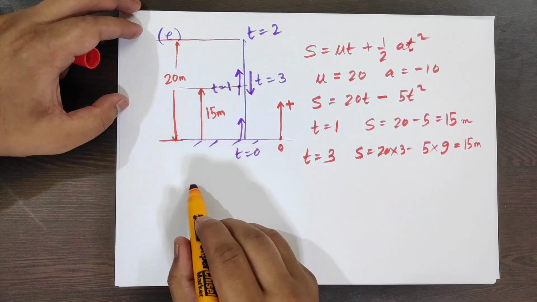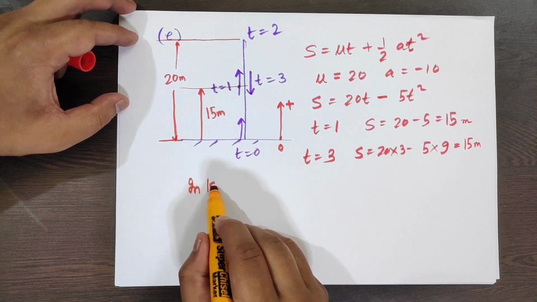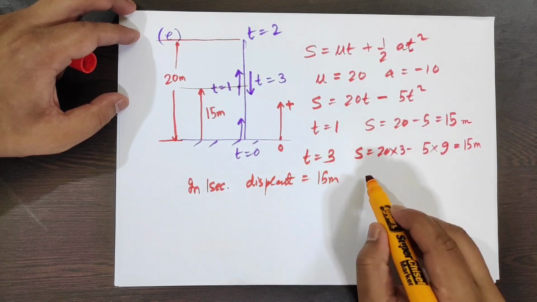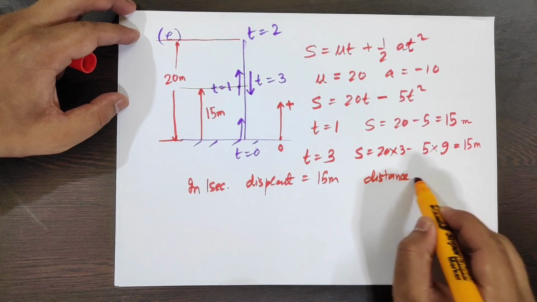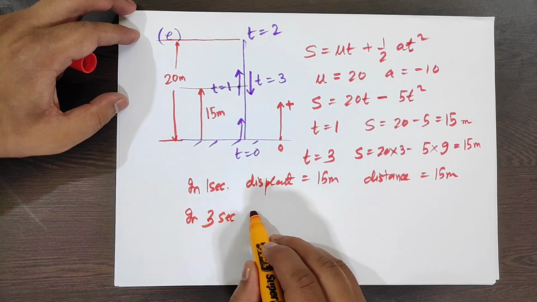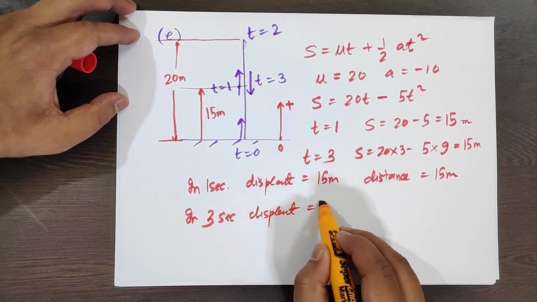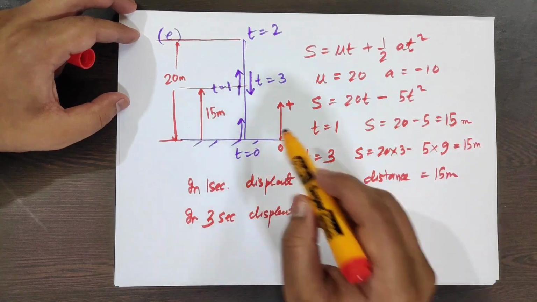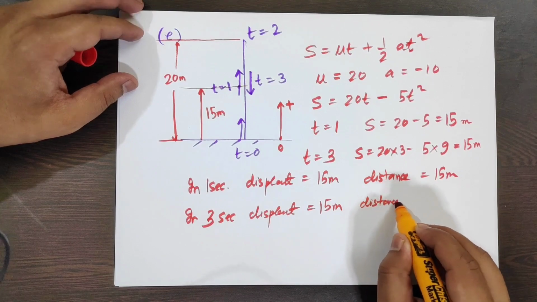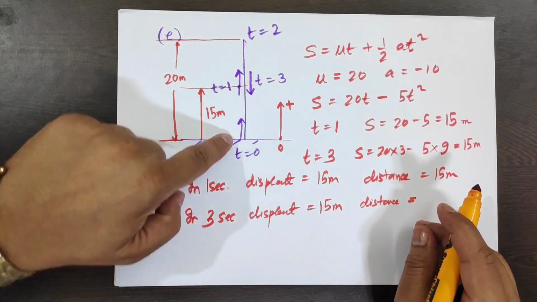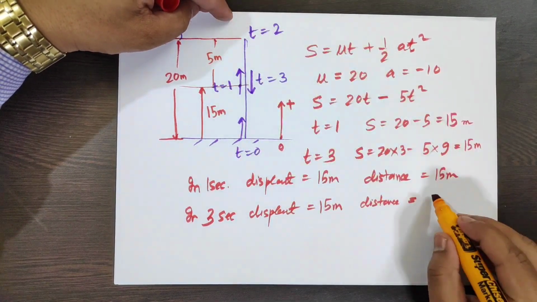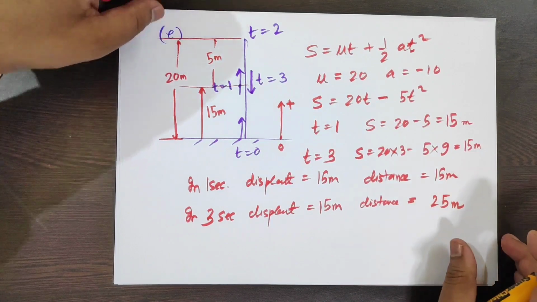So in 1 second displacement is equal to 15 meter and distance is same 15 meter, but in 3 second displacement is equal to 15 meter. This you get from here. S is the formula for displacement, while distance you know it goes up 20 and then this gap is 5 meter, so distance is equal to 25 meter.